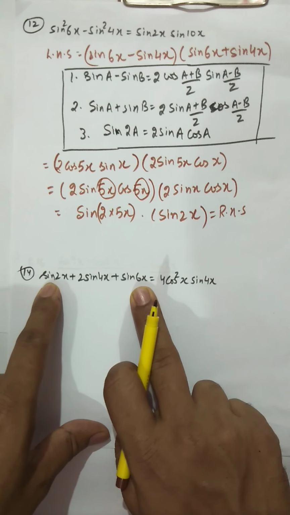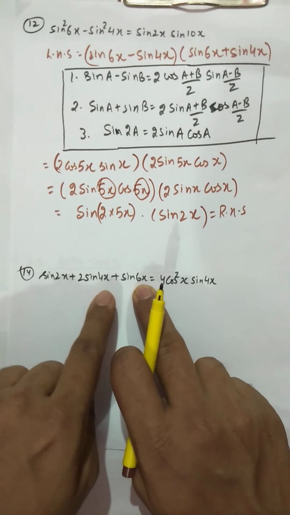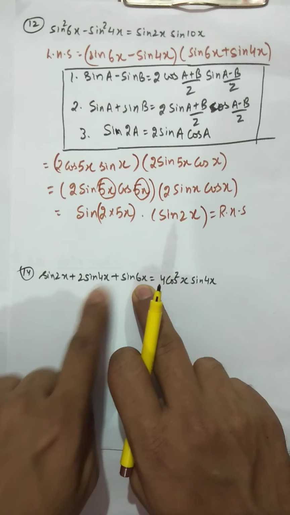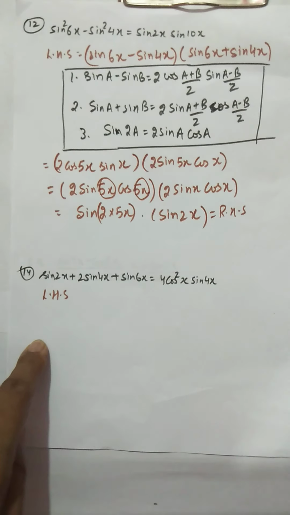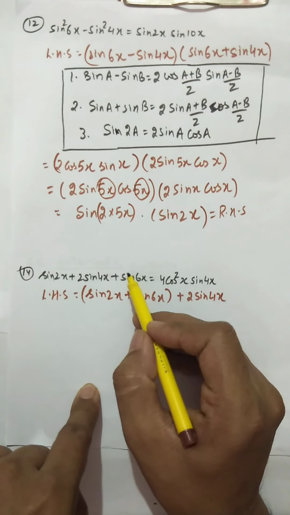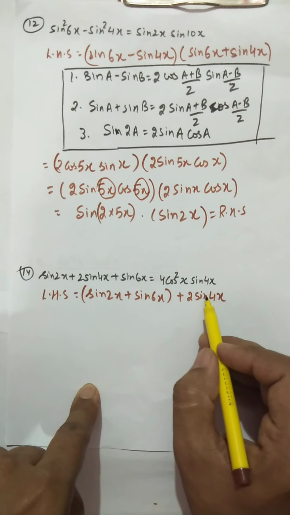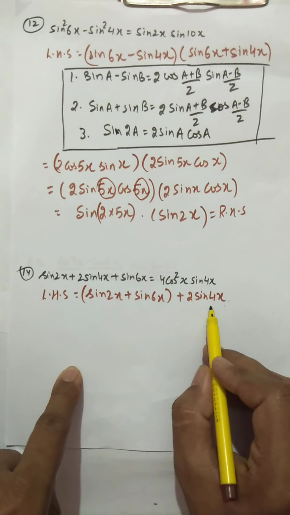Why have I decided to take them together? Because 2x plus 6x is 8x, and 8x divided by 2 is 4x. So that angle is coming common. So my priority will be to take these two terms together. So I have taken sine 2x and sine 6x in one bracket, and this 2 sine 4x I have kept for the last.